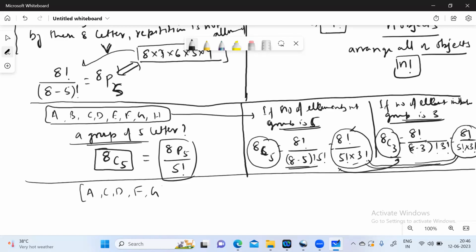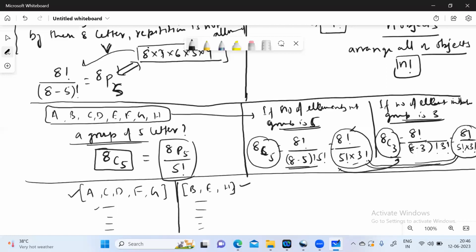When I'm selecting this group, by default I am also selecting the group of 3 which are left, which is B, E, and H. Can you see this? If you're selecting a group of 5, you are also selecting a group of 3 which need to be left. Are you getting my point? So the number of groups you will get with 5 elements will be the same as the number of groups we will get with the leftover 3 elements. Is it okay, Jagriti?